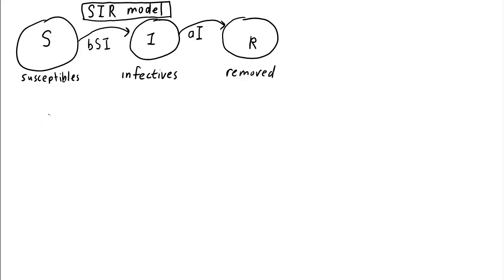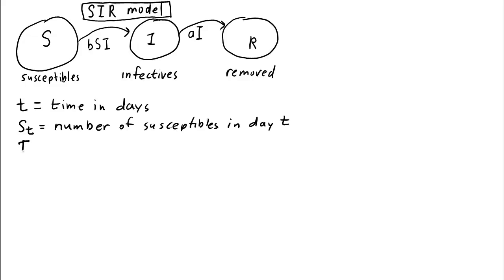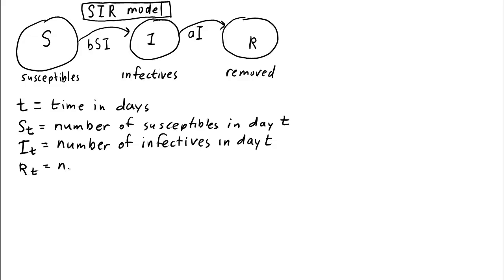To write down a discrete dynamical system model for this infectious disease, let's define some notation. Let T equal time in days, and we'll assume that we're measuring the populations once a day, so these are our snapshots. And so our state variables can be written as S sub T equals the number of susceptibles in day T, and I sub T is the number of infectives in day T, and lastly R sub T is the number of removed in day T.